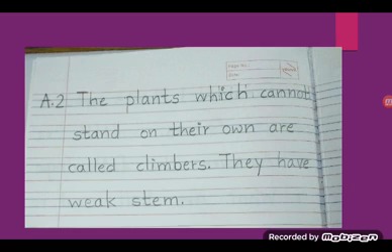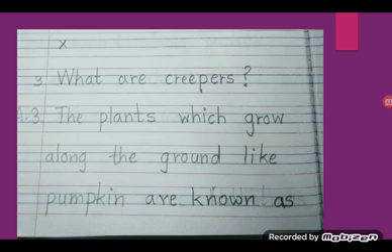Chalo, now after this what are we going to do? We will just put the cross. Now number 3. What are creepers? After that, a question mark. Now you know about starting with a capital letter and leaving 1 finger gap.